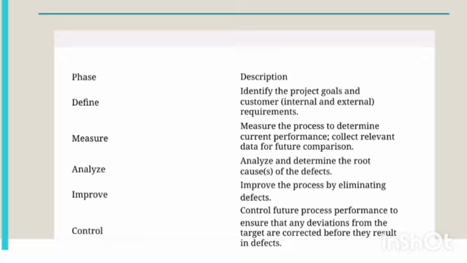We discuss the description. Define: identify the project goal and customer, internal and external requirements. Measure: measure the process to determine current performance, and collect relevant data for future comparison. Analyze: analyze and determine the root cause of the defects. Improve: improve the process by eliminating defects. Control: control future process performance to ensure that any deviation from the target is corrected before it results in defects.